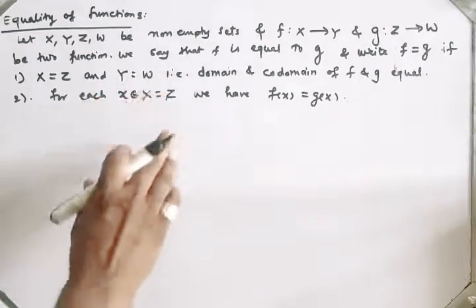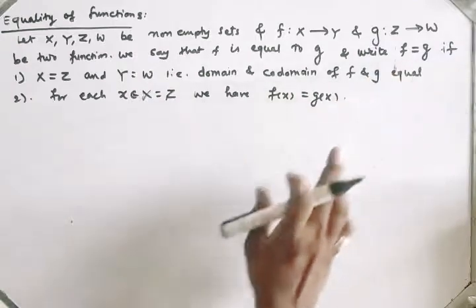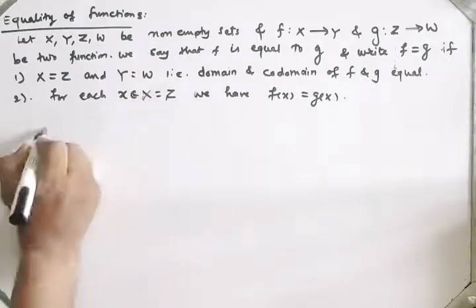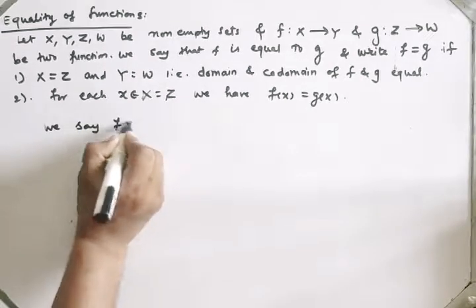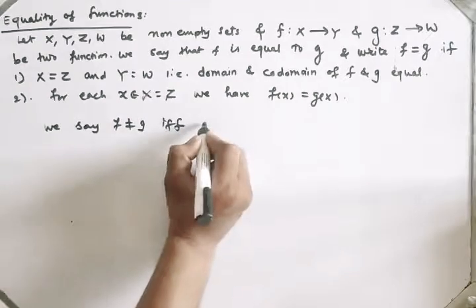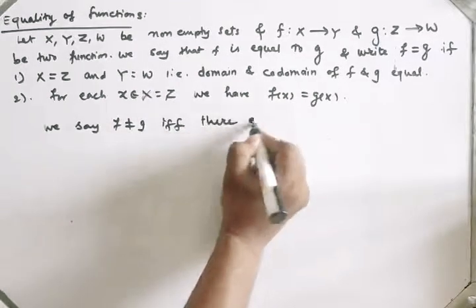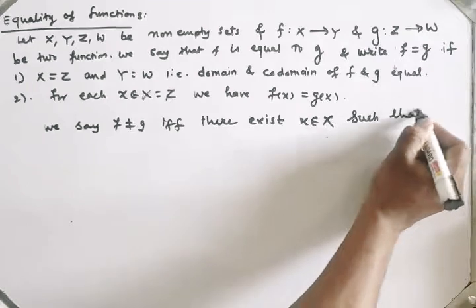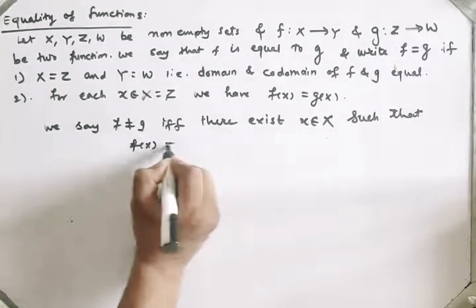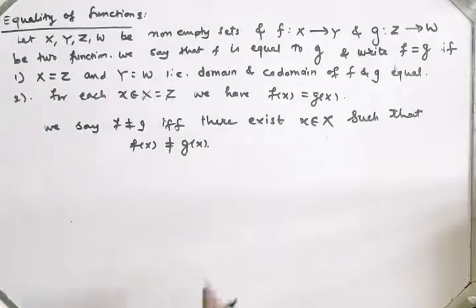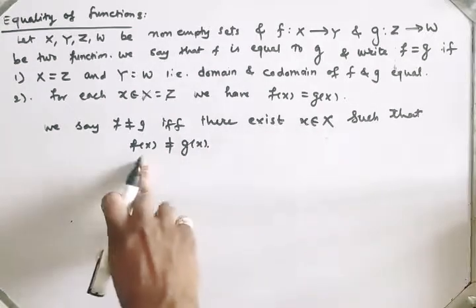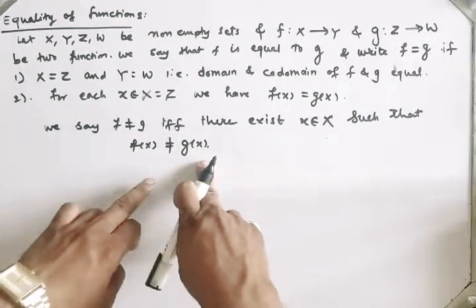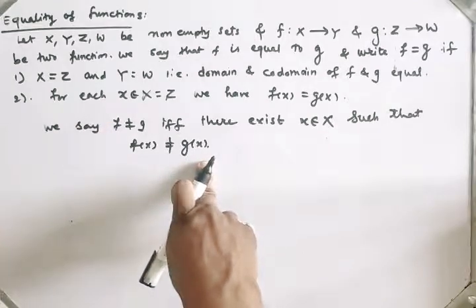If this condition is not satisfied, then we say that functions f and g are not equal. So we say f is not equal to g if and only if there exists x belongs to X such that f of x is not the same as g of x, meaning there exists a value of the domain such that f of x is not the same as g of x. If this type of case arises, then we say that functions f and g are not equal.